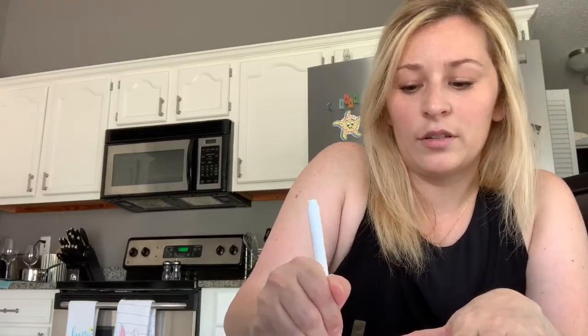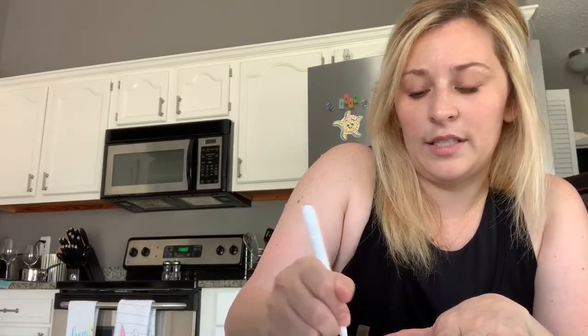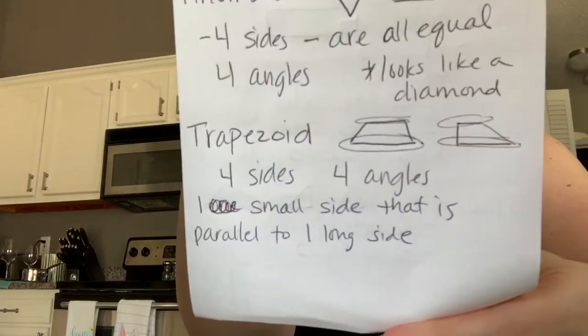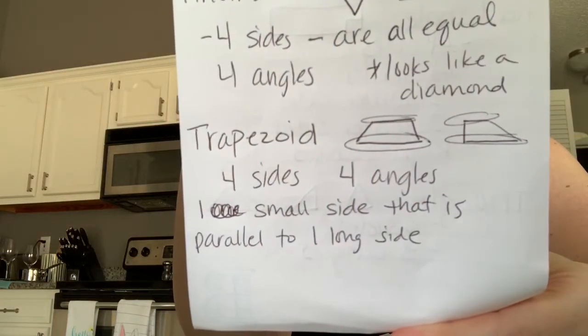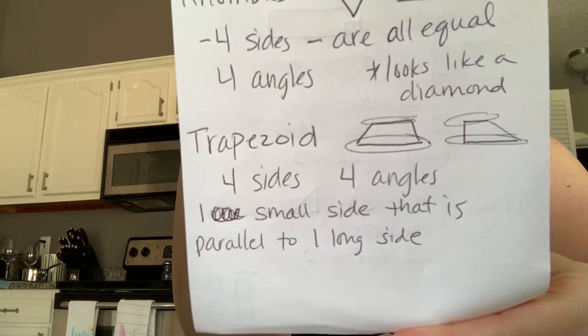So you've got 4 sides and 4 angles, but it's got 1 small side that is parallel to 1 long side. And Miss Bowden's going to circle it so you can see 1 small side and 1 long side that's parallel to each other, and they're never going to touch. That's what makes a trapezoid a trapezoid. That one's a little tricky, but we're going to learn about trapezoids more when we do composite shapes.